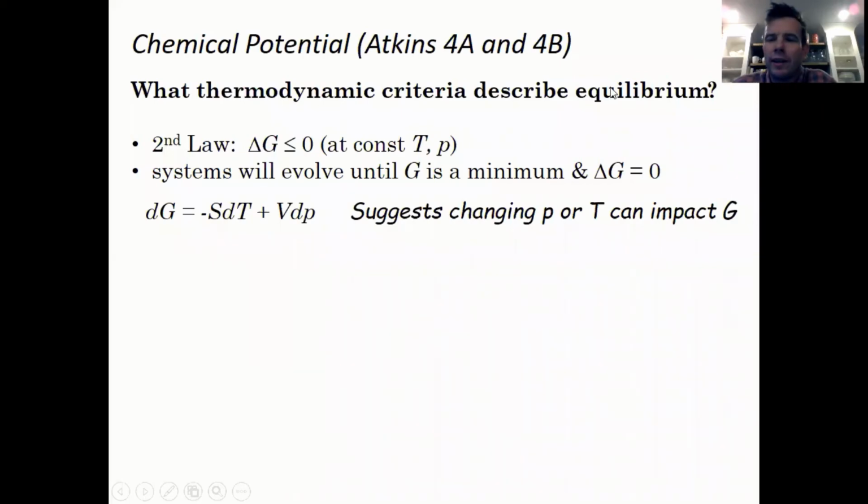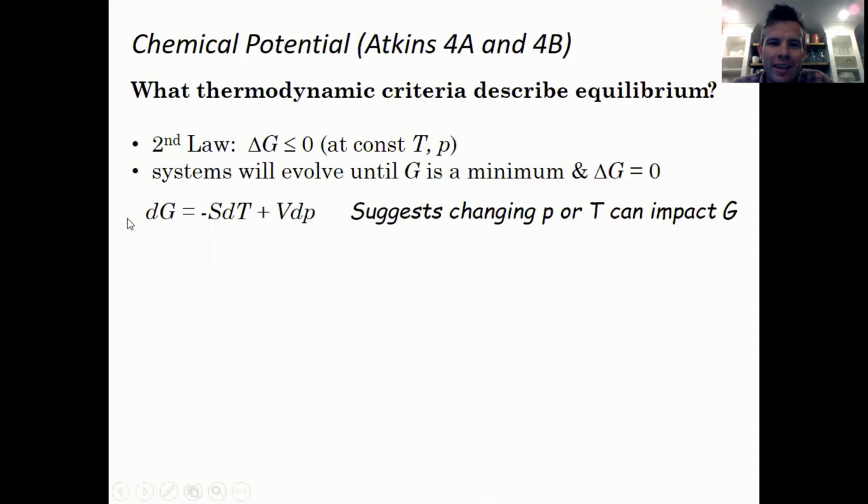All right, we're continuing our discussion of phase changes in chapter 4. Specifically, we'll talk about the chemical potential, which is covering Atkins 4A and B today. The specific question I posed at the outset, or one of the specific questions, is what thermodynamic criteria describe equilibrium?